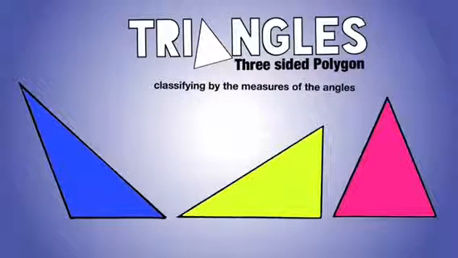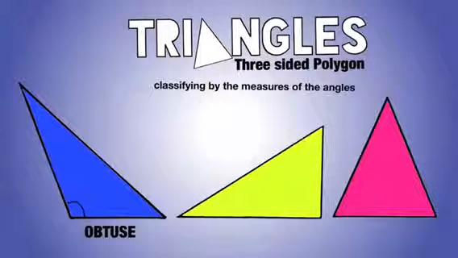Like I said before, you can also classify them based on their angles. The first one we have here is what we call an obtuse triangle. That means one angle inside, in this case this one, is greater than 90 degrees. When that happens, it's an obtuse triangle. Obviously the other two are not greater than 90.